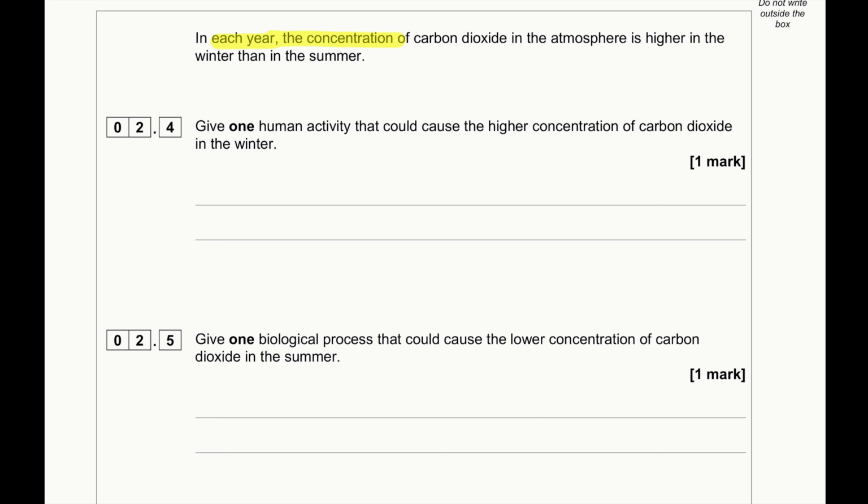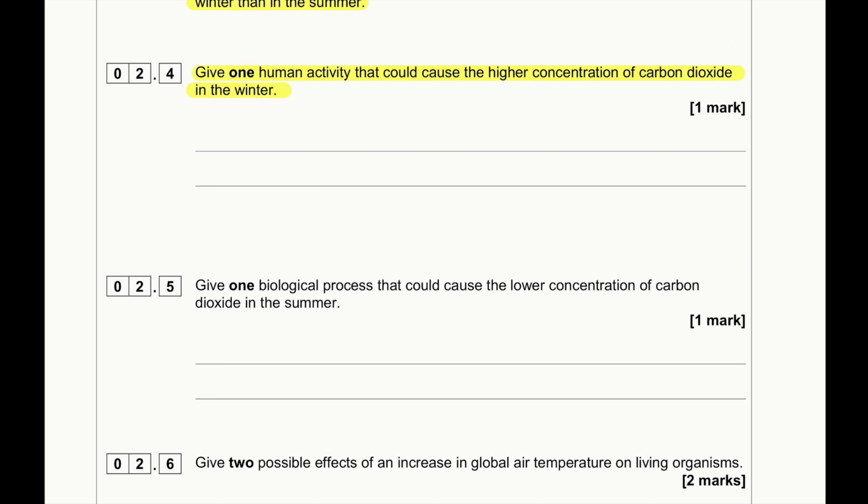In each year, the concentration of carbon dioxide in the atmosphere is higher in the winter than in the summer. Give one human activity that could cause the higher concentration of carbon dioxide in the winter. In the winter, burning of fossil fuel is necessary for heating homes. So we can say burning of fossil fuels.